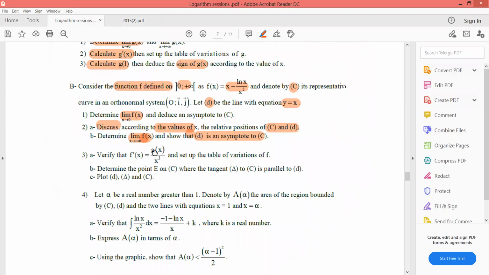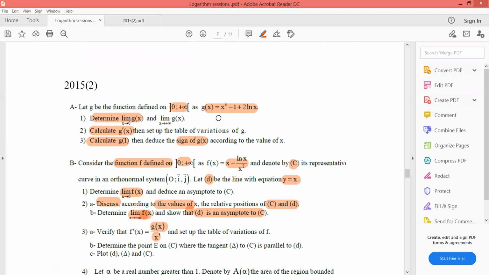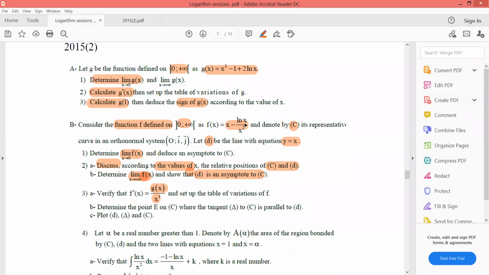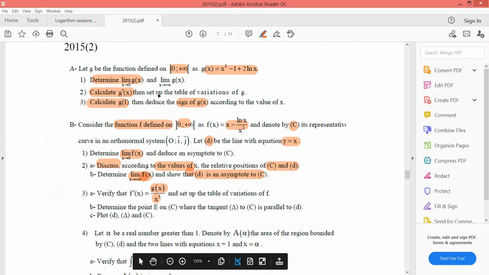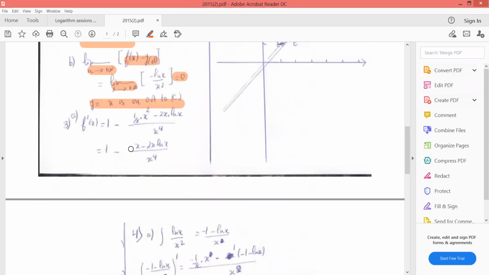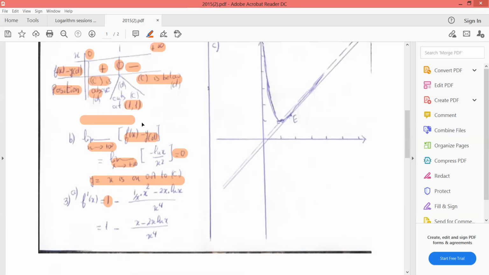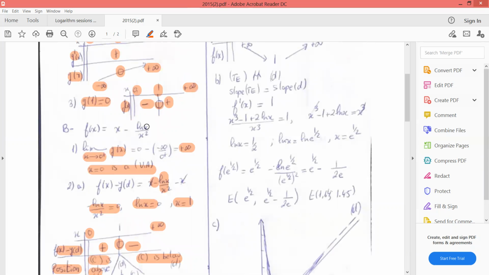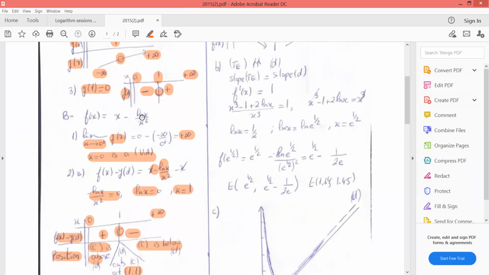How to verify that f prime x equals g of x over x cubed? How to calculate the derivative of f of x? What is the form of this derivative? It is u over v. First, the derivative of x is 1, then 1 minus the derivative of u over v. We take a change of variable, not an integral. So 1 minus u over v gives u prime v.